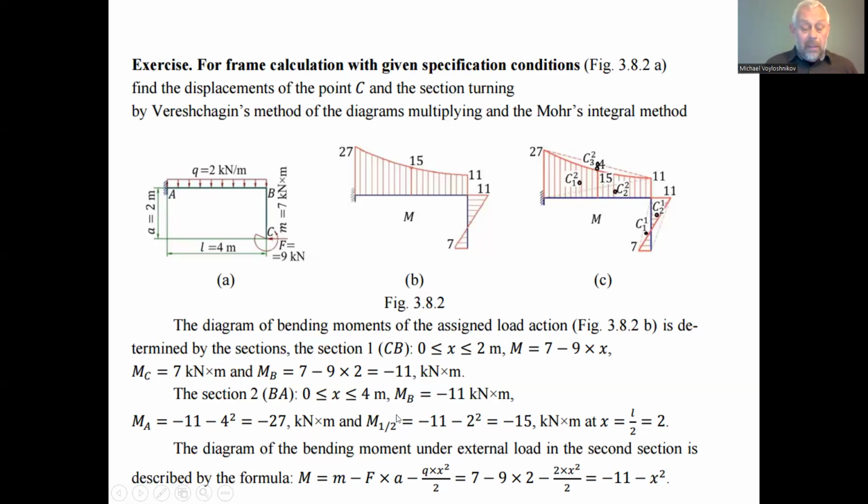And in the middle of this element AB of the mechanical system, we have 15 kilonewton meters, just because of what magnitude of x we have to assign. Yeah, and after finding the magnitudes and the characteristic points of the bending moment and the action of the external load, at the characteristic points of the CB element of the mechanical system, we have plus 7, minus 11, minus 11, and minus 15, minus 27 here.